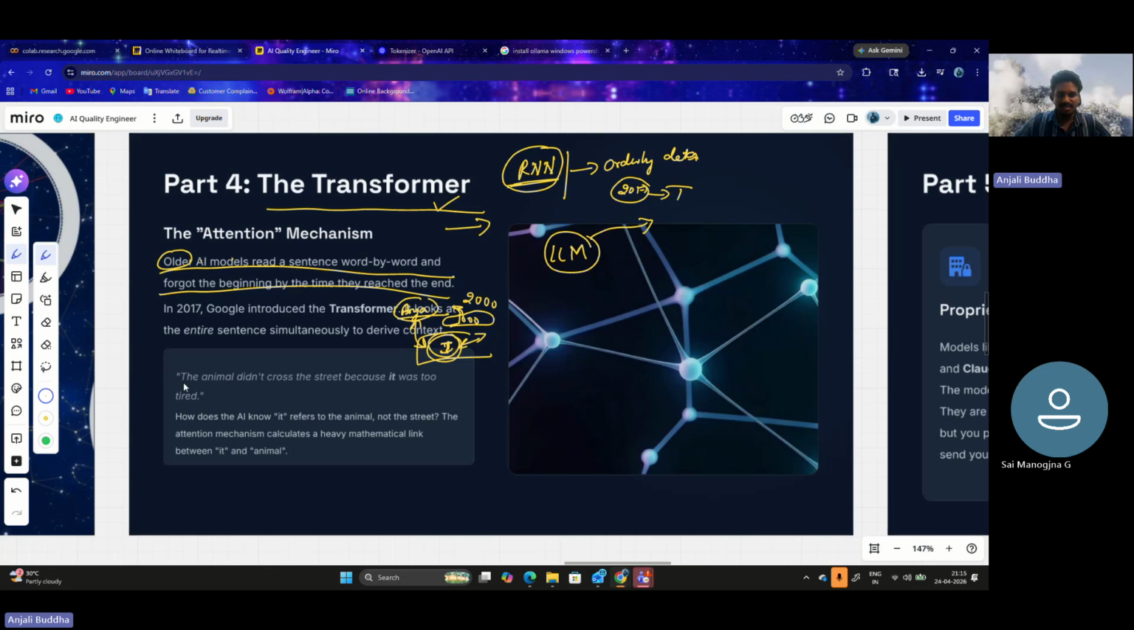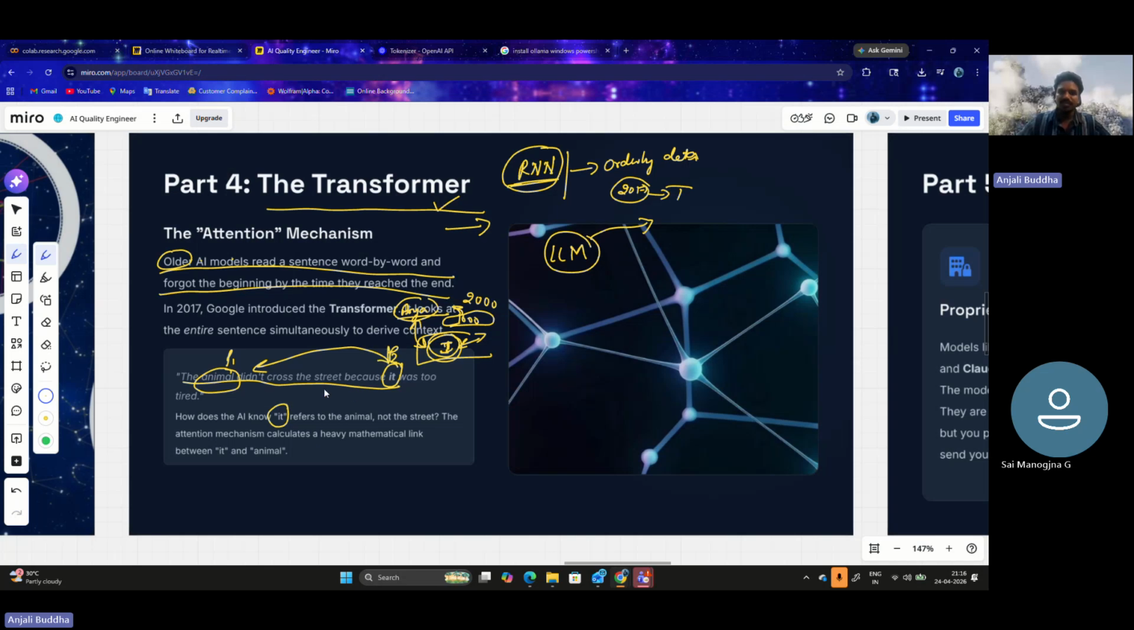So here is a classical example: the animal didn't cross the street because it. Here we are referring to it, right? We know that it means the animal, as we know English. But the model is not understanding English anyway. It is understanding the mathematical representation, and there was no link between animal and it here. So this transformer architecture created a link. It gave attention to part one and part two, and it is creating a link between these two.